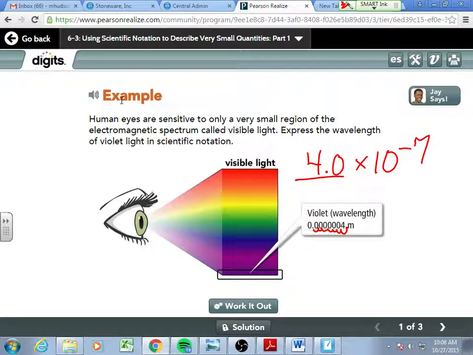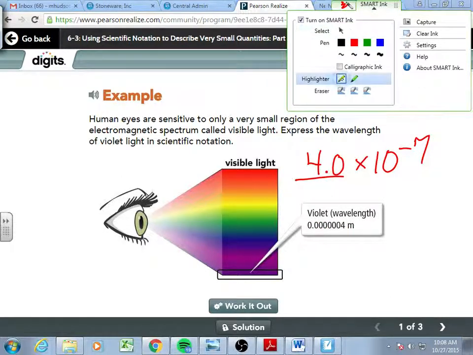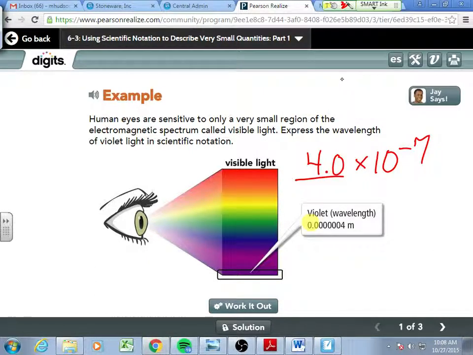The other thing we could do is count how many zeros, or how many places it has to go. So there's 1, 2, 3, 4, 5, 6, 7, counting the 4, because it has to cover that whole span. It goes from here to there.